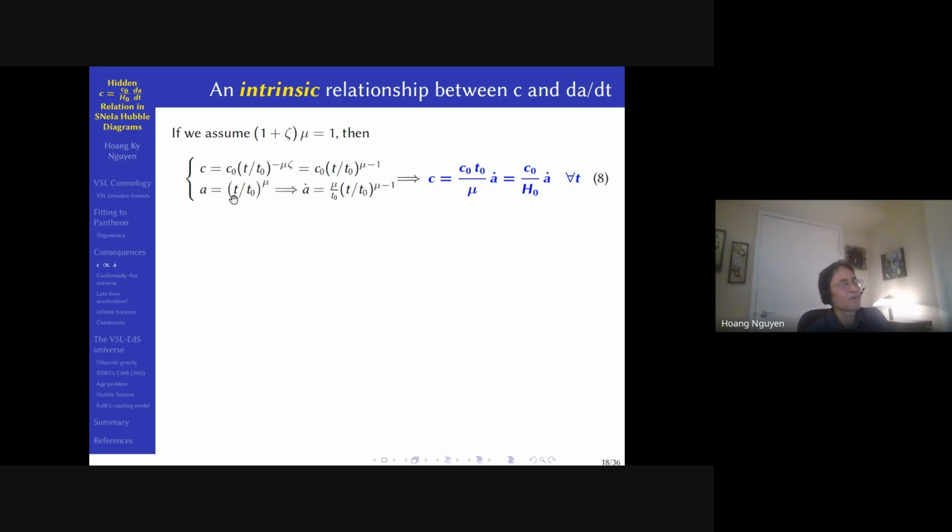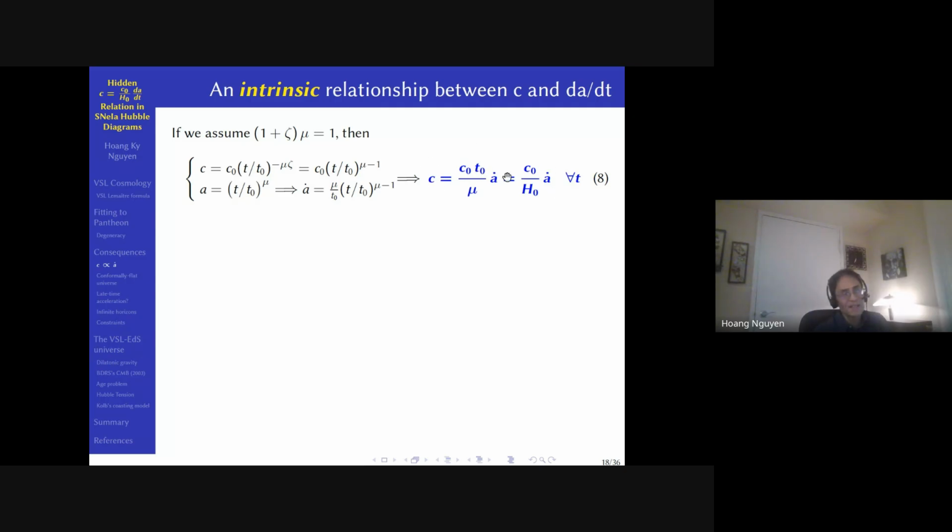Now, A is proportional to T to the mu. We take the derivative of A with respect to time, and we also get that. Therefore C and A dot are proportional to each other, because both of them share exactly the same dependence on time. So that's what we got. Okay, so C and A dot are proportional to each other. At the moment this term is still mu, but we also know that T naught over mu equals the inverse of H naught. So now we've obtained a relationship: C is equal to C naught over H naught times A dot.